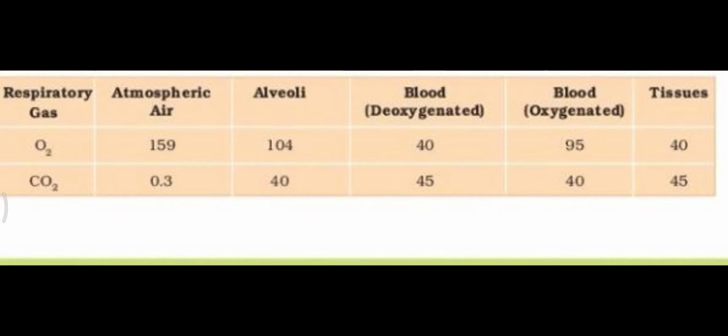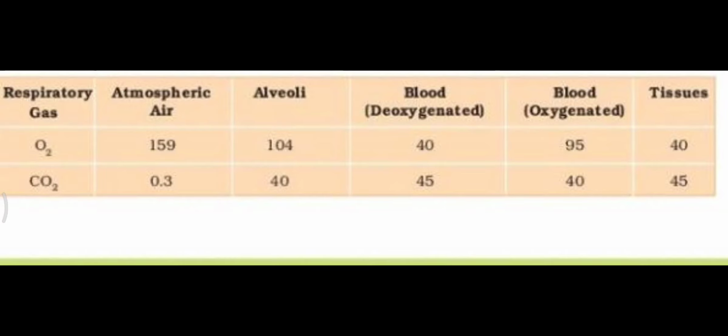Now the blood will again move the oxygen to tissue because there is a difference: 95 is present in the oxygenated blood and 40 is the value for the tissue. So again the movement will occur from higher concentration to lower concentration. Now let us look at the carbon dioxide. CO2 in atmosphere is 0.3, in alveoli it's 40, then in blood it is 45, then again it is 40, and in tissue it is 45. That is why the movement of CO2 always occurs in reverse order.